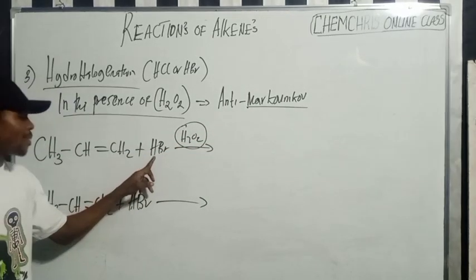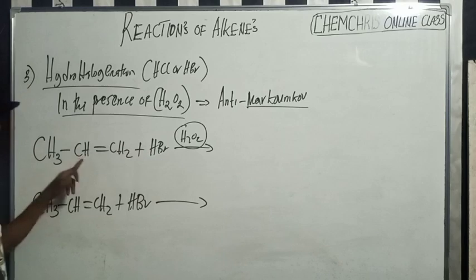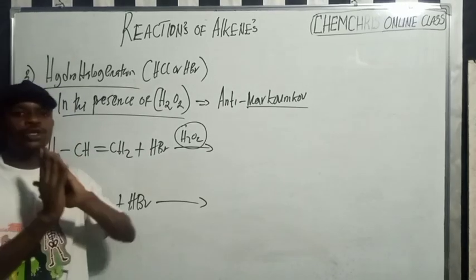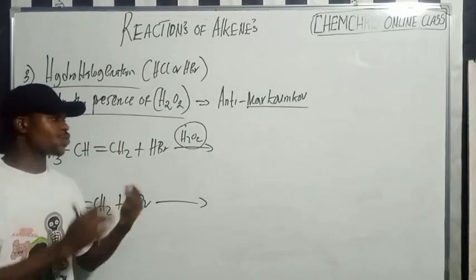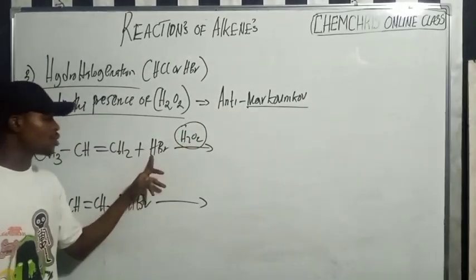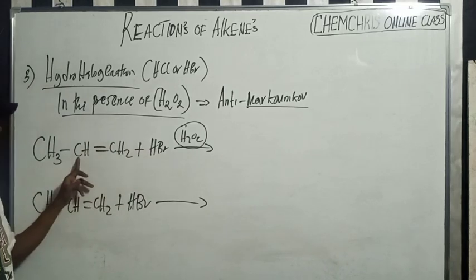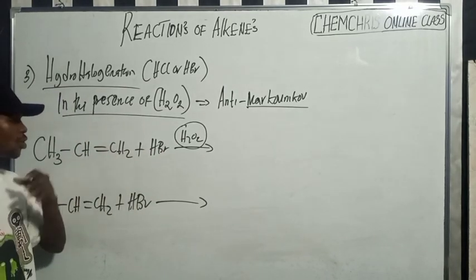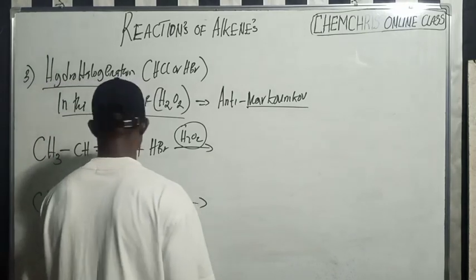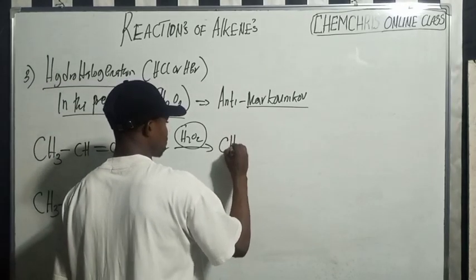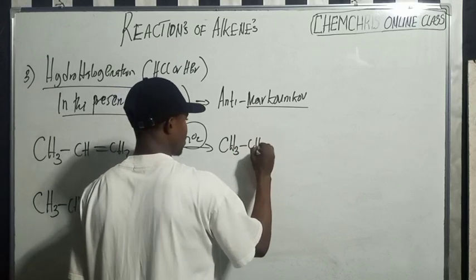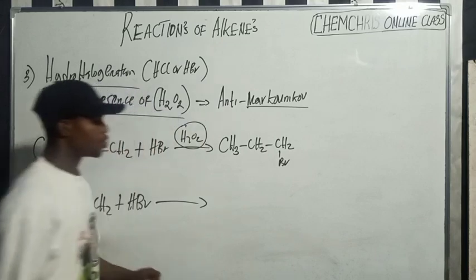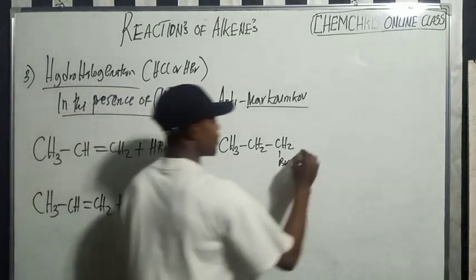Now, instead of hydrogen being added here, hydrogen will be added here. There's a reason for that, which I'm not going into for now. Understand that whenever you have a peroxide, hydrogen is likely to add to the carbon with less hydrogen, and bromine is likely to add to the carbon with more hydrogen. So this is the product of the reaction: CH3, CH2, CH2, Br. This is called anti-Markovnikov.